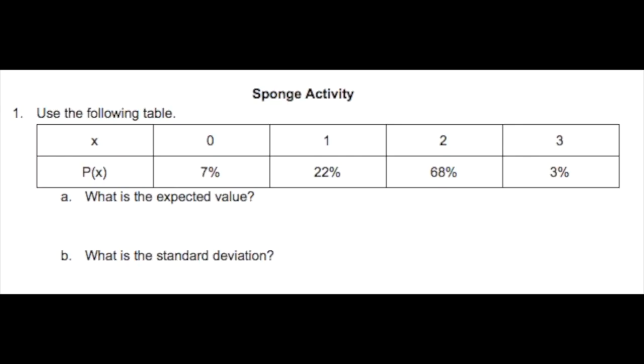Now time for the sponge. Use the following table and give me the expected value and the standard deviation. You're going to have to use the table we set up in the video and be able to find mu and sigma.